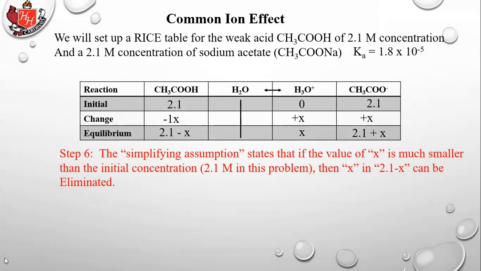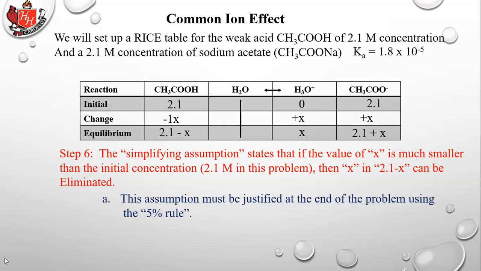So the simplifying assumption states that if the value of x is much smaller than the initial concentration, 2.1 molar in this case, then x in the 2.1 minus x can be eliminated, and also the x in the 2.1 plus x can be eliminated. And the assumption must be justified at the end of the problem using the 5% rule.